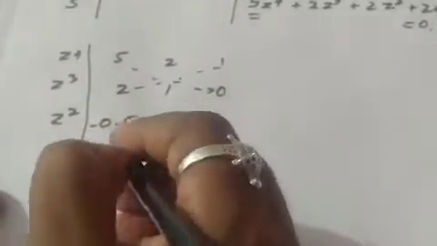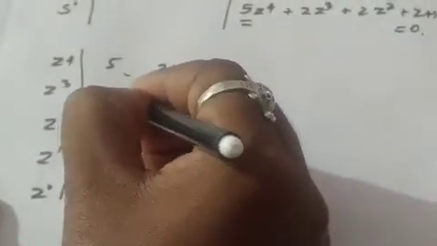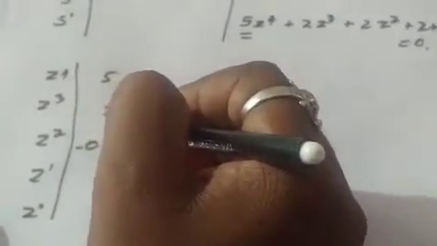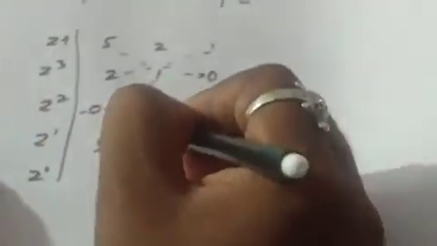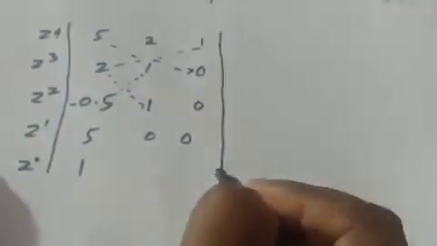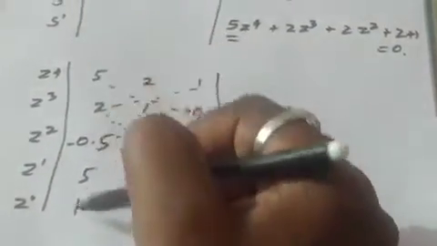Now you will be first element. This element, what you have to do? This into this and minus this into this. So minus 0.5. Okay. So you will be getting 5 and 0, 0, 1 is your coefficient of a n. So you will be getting like this. Now your formation of the root array is completed.